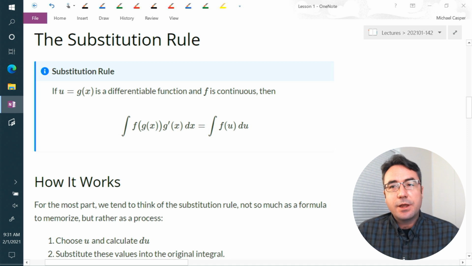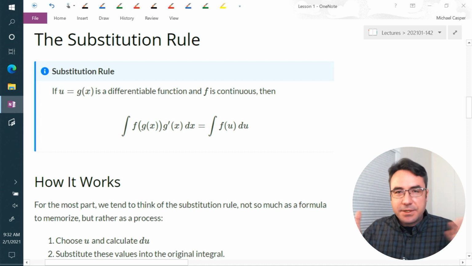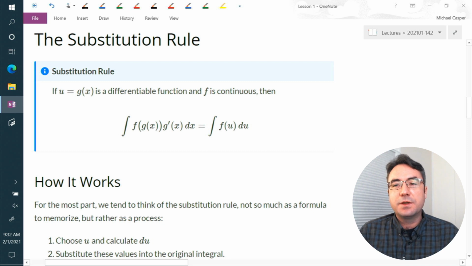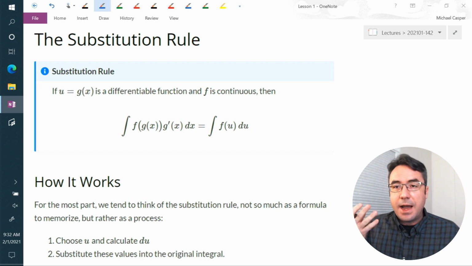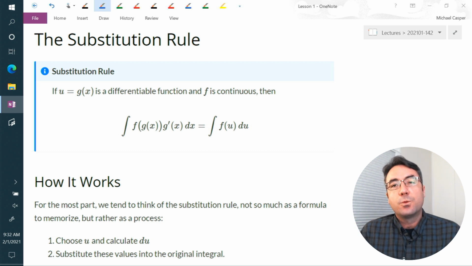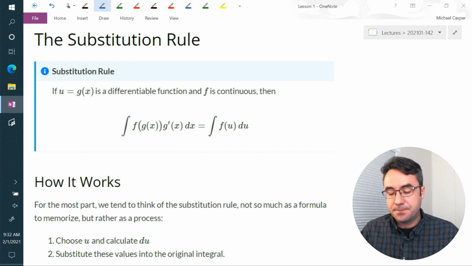And the way we're going to approach the substitution rule is to think of it more as a process. You could memorize this formula if you want, but we're going to think of it as a process. And the first step of that process is to choose u and calculate du. How we choose u really comes from being able to pick out what the inner function is.